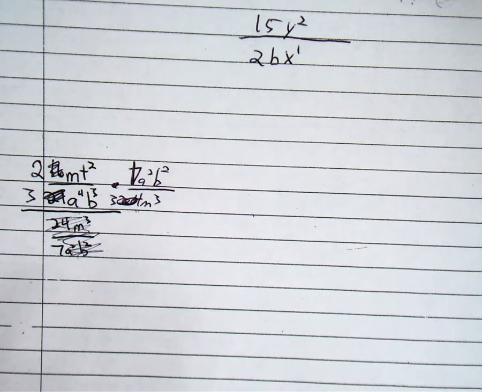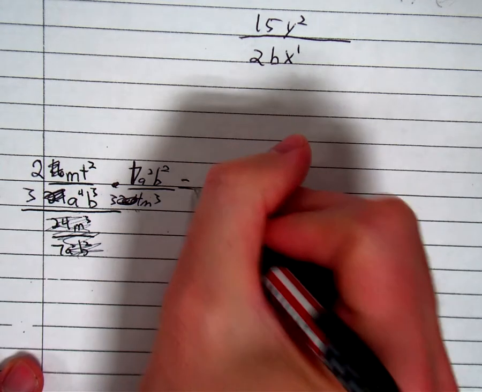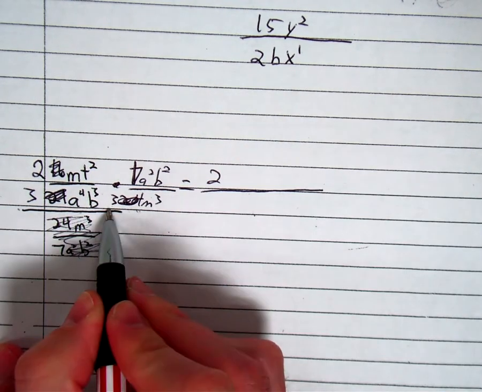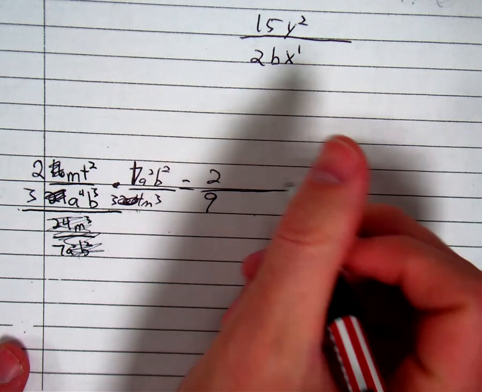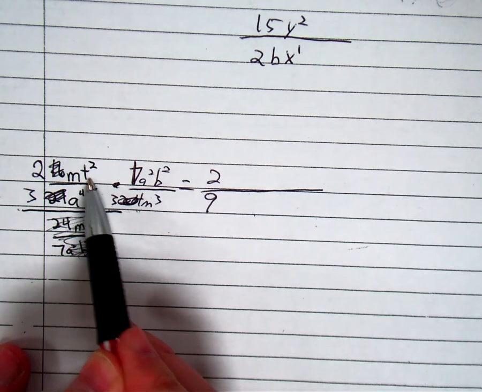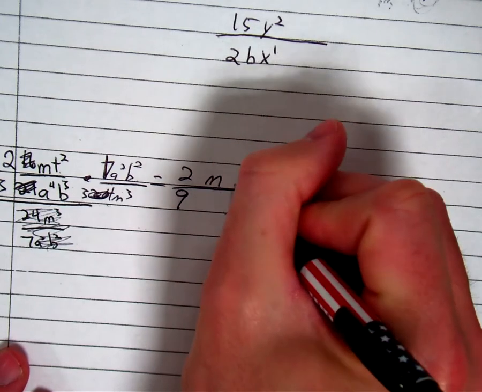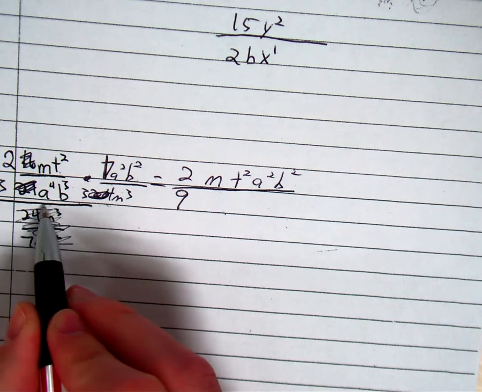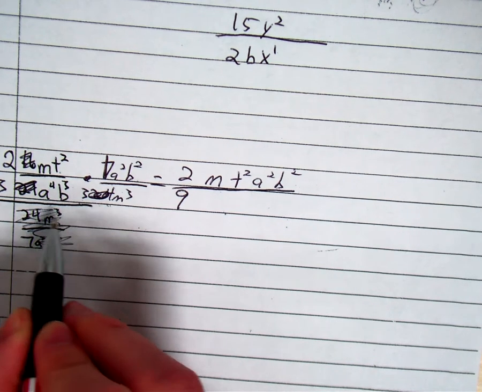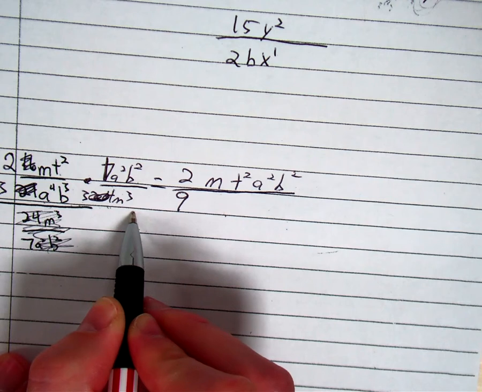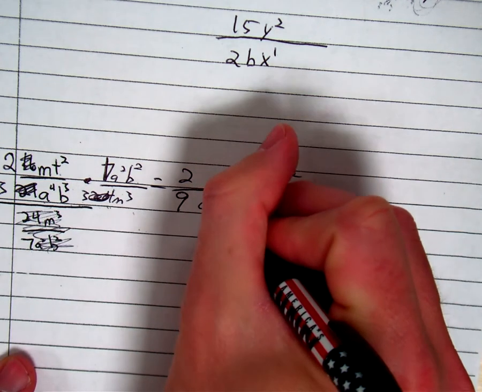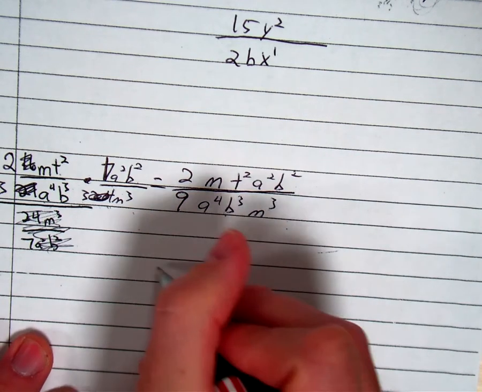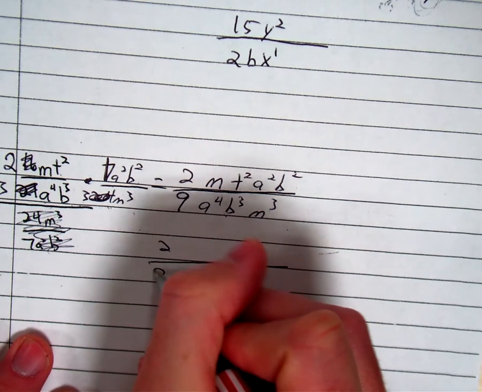So the numbers, like I said, the numbers are the toughest part. We can do the letters much easier. 2 times 1 on the top is 2. 3 times 3 on the bottom is going to be a 9. What do we got for the letters? M, T squared, A squared, B squared. Across the bottom we have A to the fourth, B to the third, M to the third. Okay, so for my final answer, 2, 9.